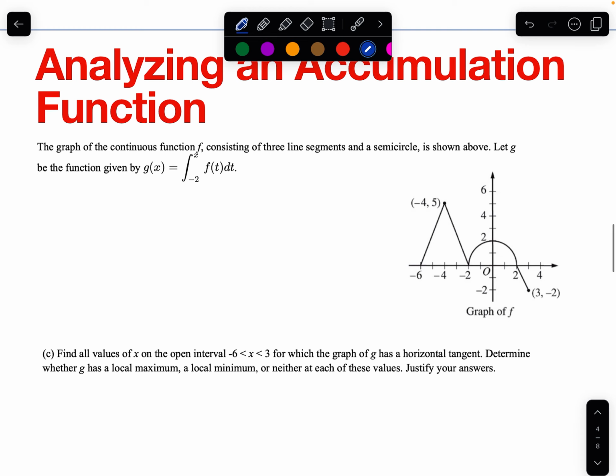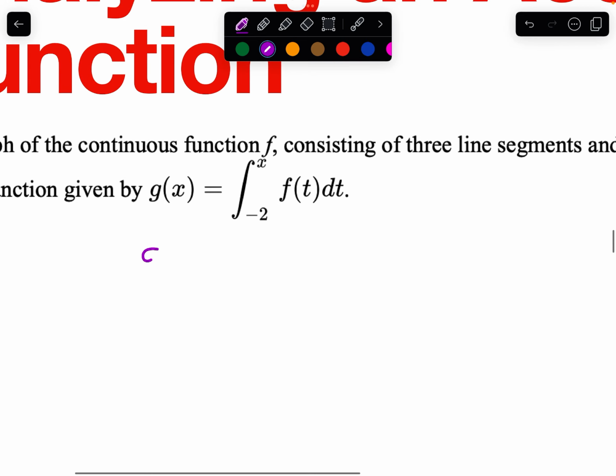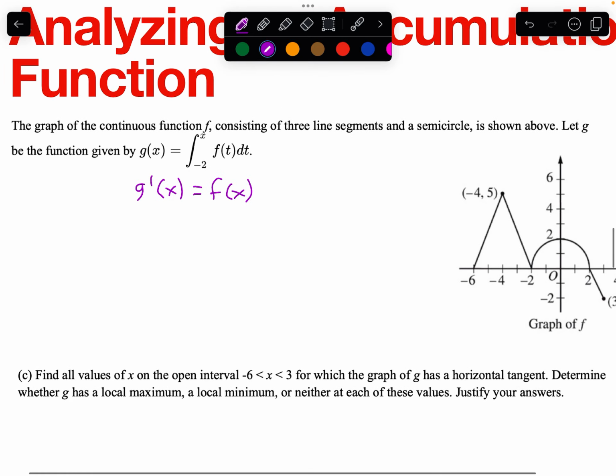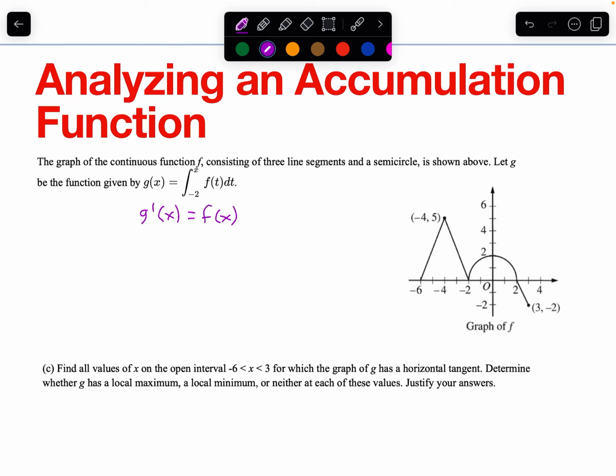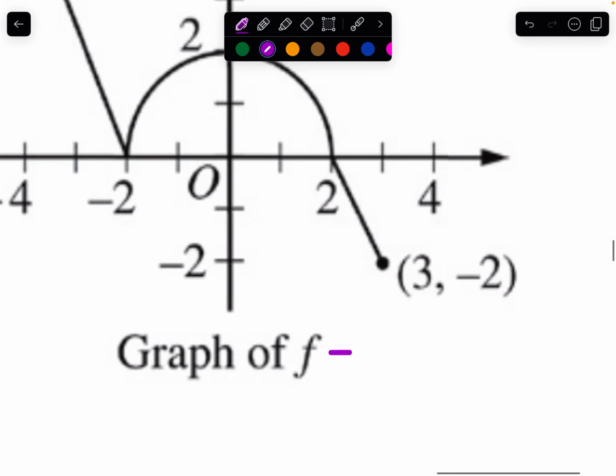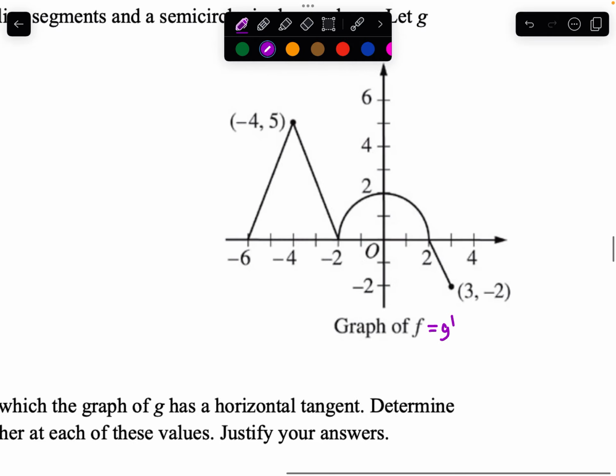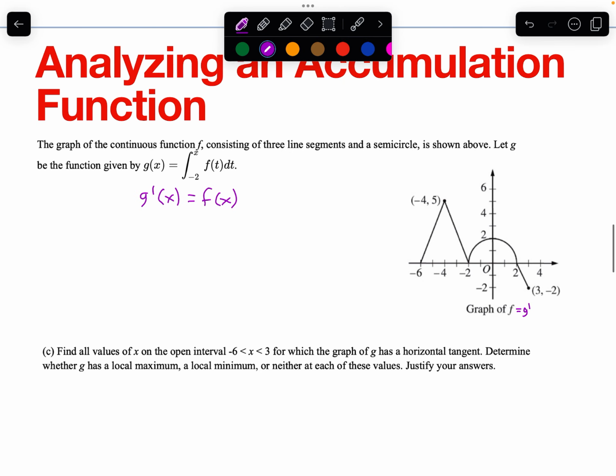Sticking with that now, this is the same problem, so we still have that case where the derivative of g is this function f, whose graph we have. Part C, find all values of x on the open interval from negative 6 to 3, where g has a horizontal tangent. Determine whether these points are local maxes, local mins, or neither on the graph of g, and justify our answers. Okay, so recognizing that this is the graph of g's derivative again, we have to treat this as a problem where we're looking at a derivative graph.